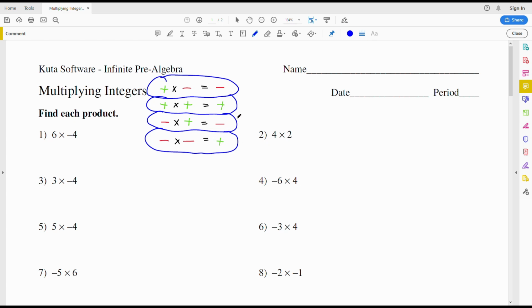I will say this a lot throughout this video, but repetition will make it stick. A positive times a negative equals a negative. A negative times a positive equals a negative. A positive times a positive equals a positive, and we've been dealing with this one for a few years now. And a negative times a negative equals a positive. So let's get started with number 1.